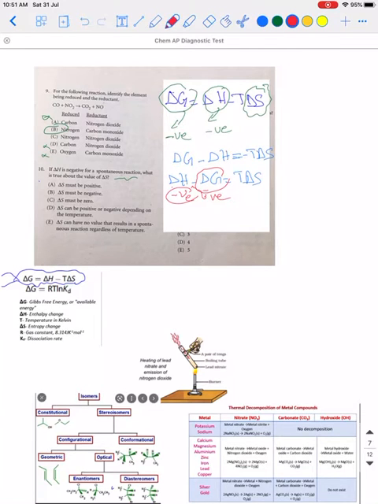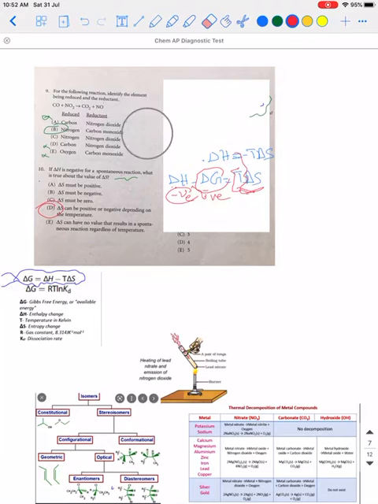So the best answer here is that delta S can be positive or negative depending on the temperature, because as we see, the temperature is next to the entropy. So it depends on the temperature, such that the value of the temperature does not make T delta S larger than delta H for the whole thing to be negative.